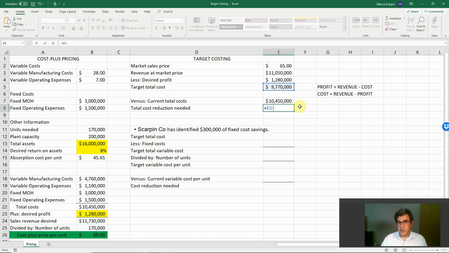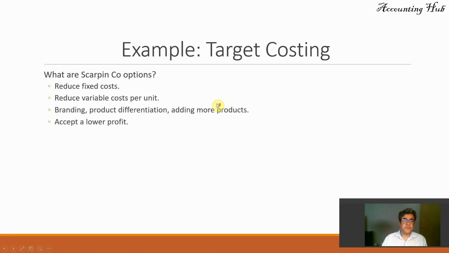So 9,770,000 less 10,450,000. So what does Skype Corporation need to do? What are the options? Reduce fixed costs, reduce variable cost per unit, bring product differentiation, add more products so we can increase our selling price, or accept a lower profit.